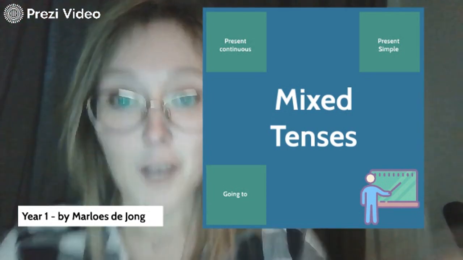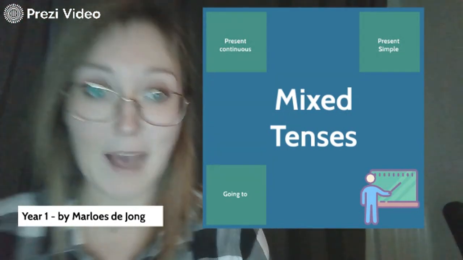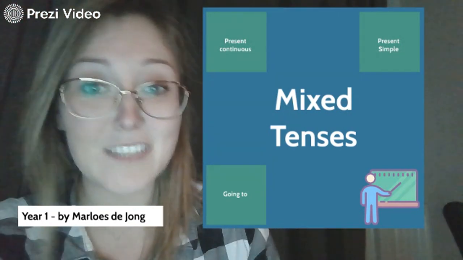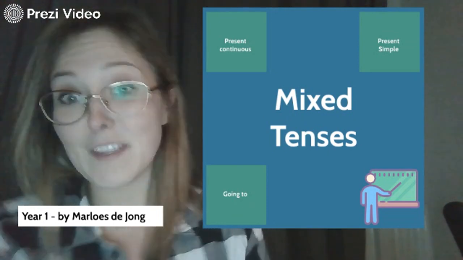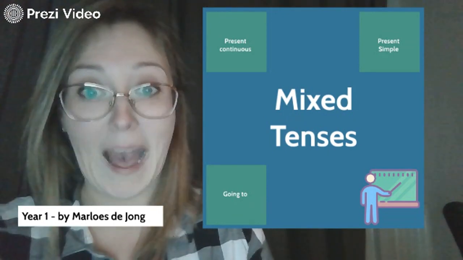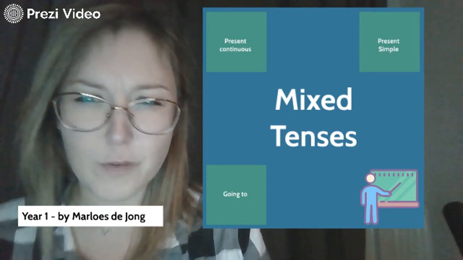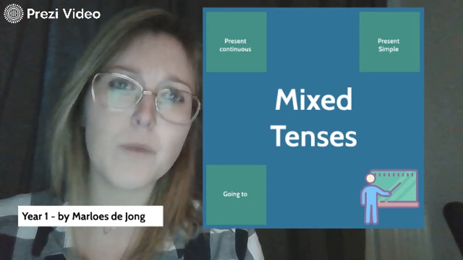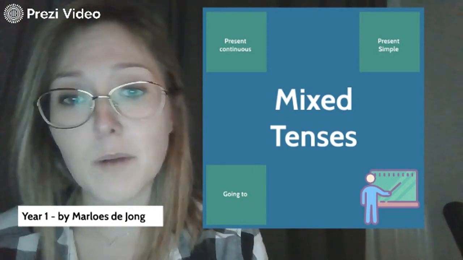Now, hopefully you learned a bit about how you can actually choose between these different tenses. Most important thing really is that you know how to make these tenses, what the forms are, but also what the signal words are, because they will help you out so much.